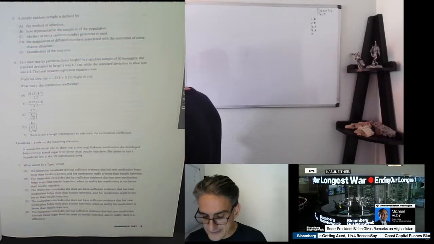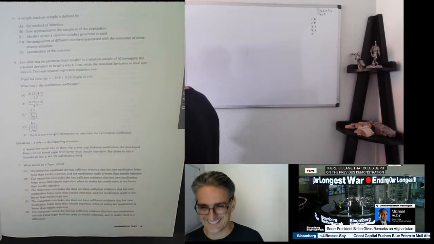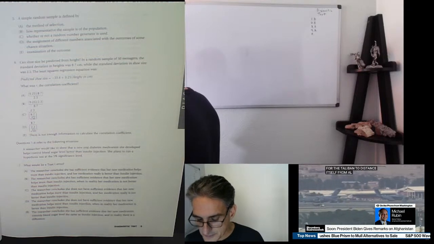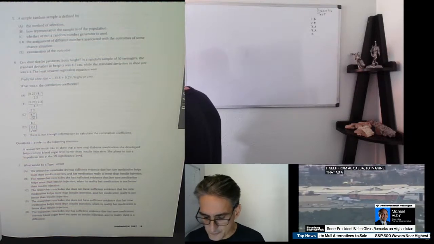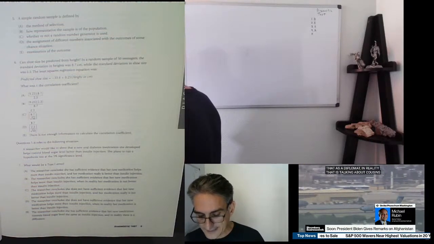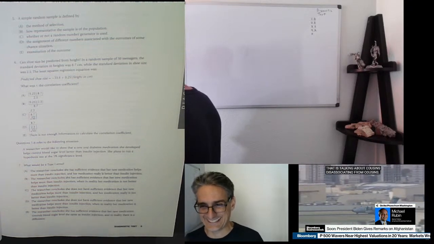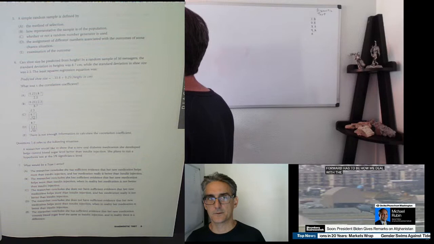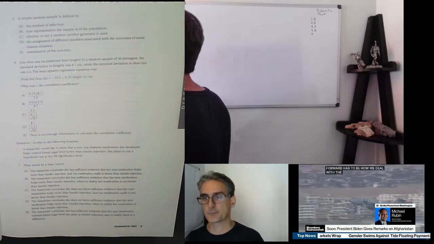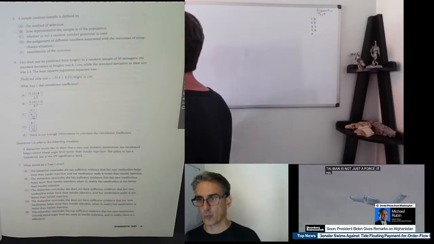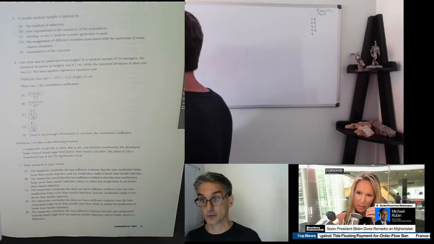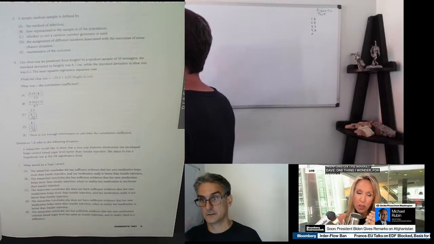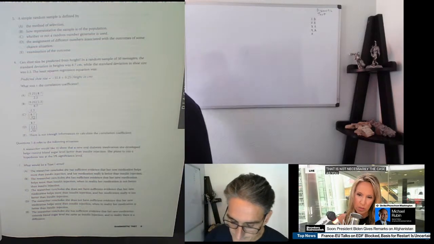How representative the sample is of the population is always a good question, but it doesn't define a random sample. The random number generator is just silly. The assignment of different numbers associated with the outcomes of some chance situation has to be the correct answer. And examination of outcomes is a big deal, okay? One of the things that you will learn the most in probability theory is the idea that you have to let go of judging things by outcomes. If something has a 1 in 10 chance of working, and it works, that doesn't mean it was a good bet, because the other 9 times it will fail. So be careful of looking too hard at outcomes. Let's go with D.